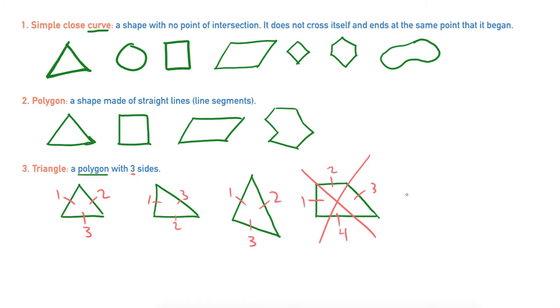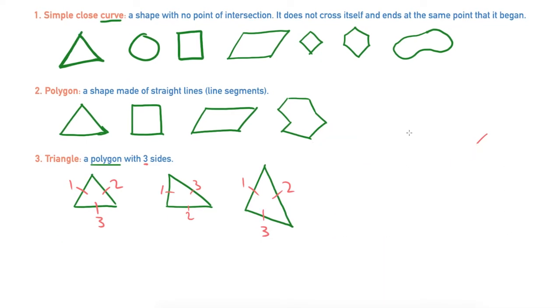Okay, what about this shape here? Is this considered a triangle? No, right? Because why? Yeah, it does not have just three sides. It has 1, 2, 3, 4 sides to it. So this is also not a triangle.